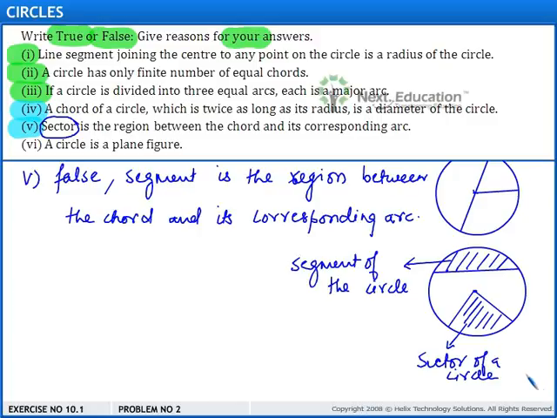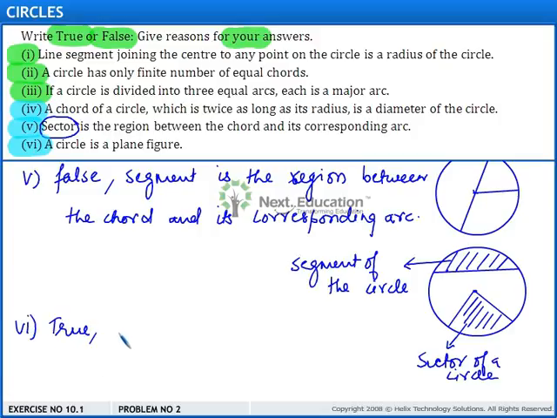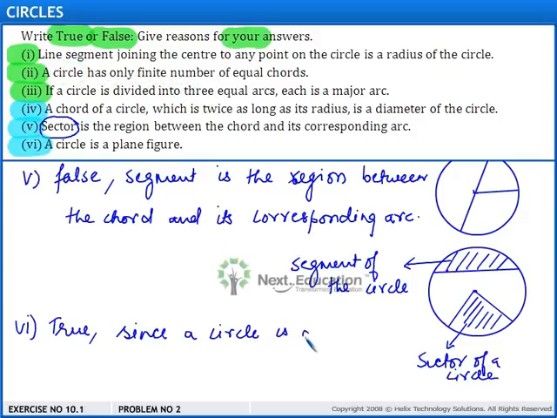Now proceeding on to the last part, it says a circle is a plane figure. So this is a true statement. And the reason is, since the circle lies on the plane, therefore it is a plane figure. Since a circle is a part of the plane. So this completes the sixth part also.